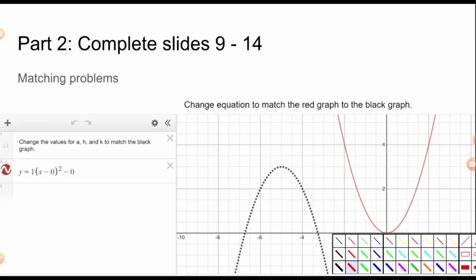All right, so for part 2 of this Desmos activity, I need you to complete this time slides 9 through 14. And these are matching problems. What you're going to be doing is trying to match one graph to the other one. Like in this example, it says change the equation to match the red graph to the black graph. So we're going to try to take this red graph and fit it on top of the black one. I'll give you a little bit more directions in the short tutorial in a second.